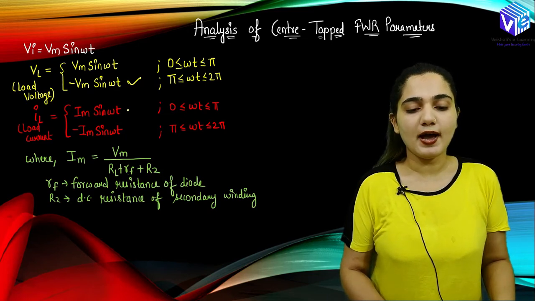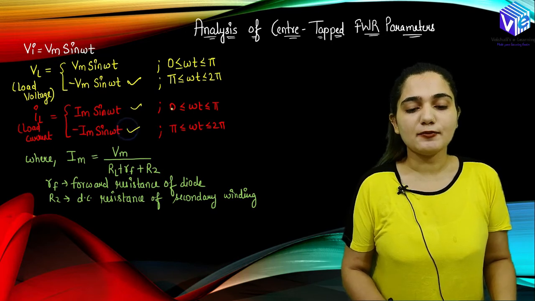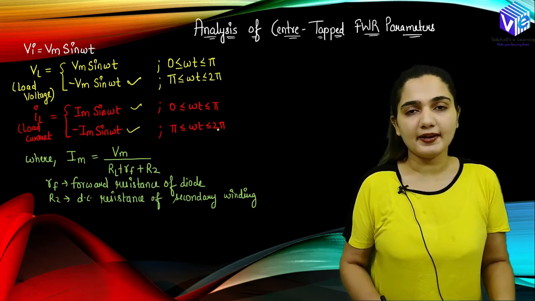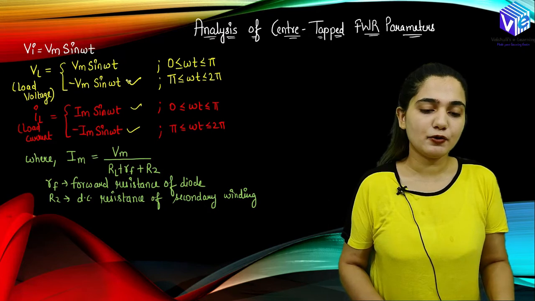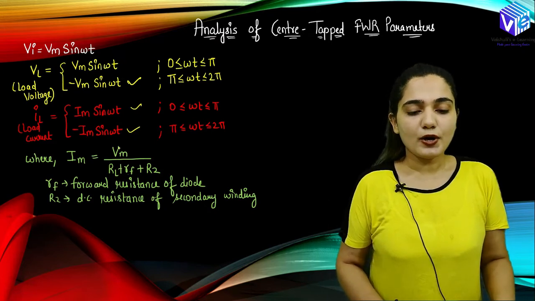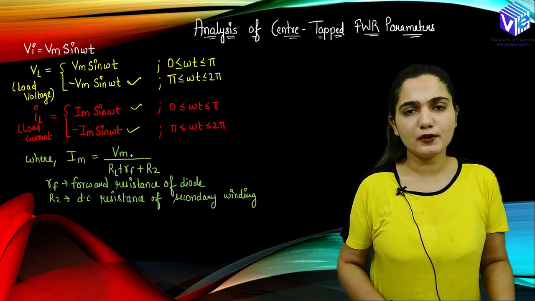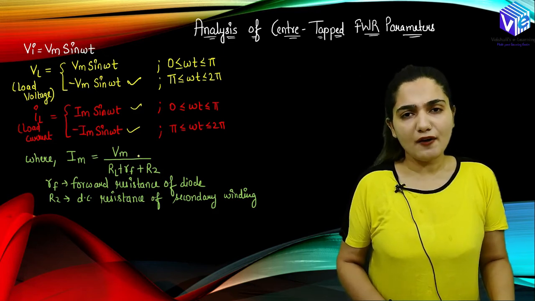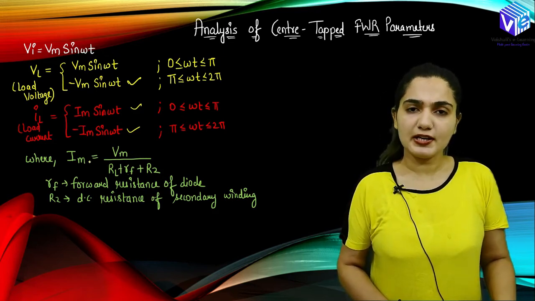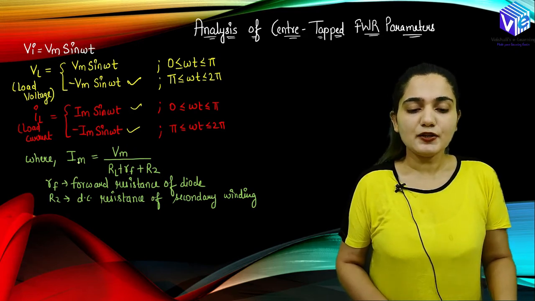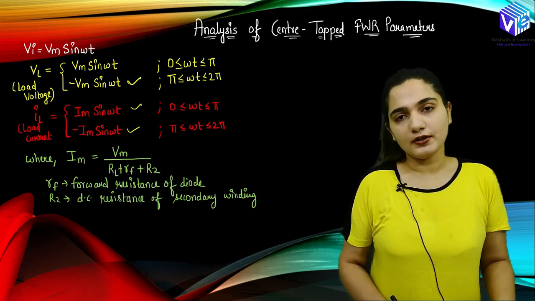So similarly I can represent the load current. Load current is equal to Im sin omega t for 0 to pi, and it is equal to minus Im sin omega t from pi to 2 pi, right? Similarly I can represent the voltage and the current. Now what is Im? Im is related to the Vm. In the previous video also, when we were talking about the half wave rectifier, we talked about the relation between the Im and Vm. So Im is equal to Vm upon the total resistance.